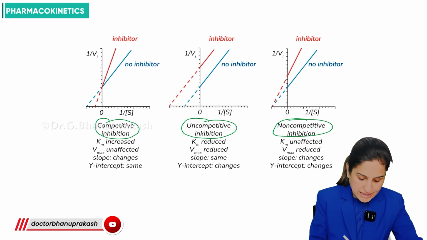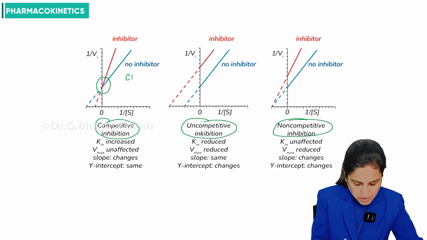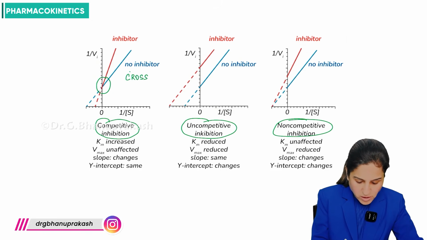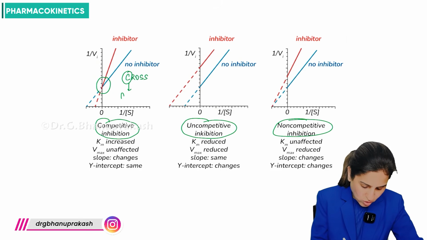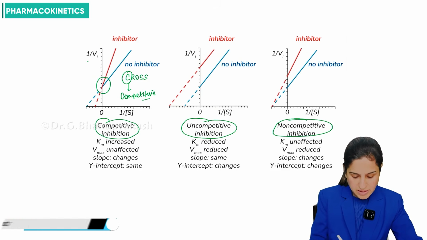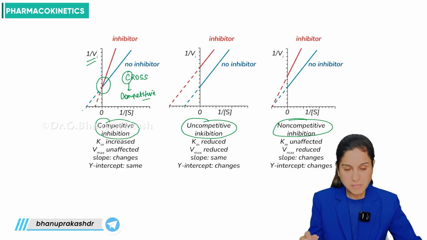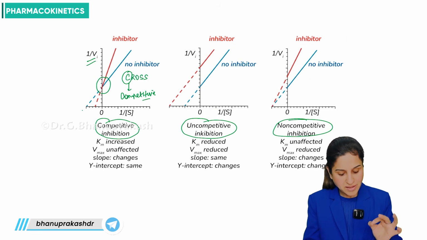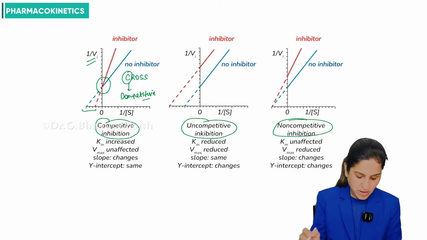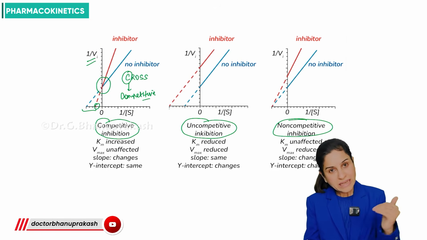If you see this kind of graph, the first one, where the lines cross at a point, it's a cross. Cross starts with C, and C stands for competitive. So it is a competitive inhibition. This cross means that the Vmax remains the same, because they're crossing at the same point on the 1/V axis. And this other point represents the Km. So when you give an inhibitor, the Km is going to increase, right?